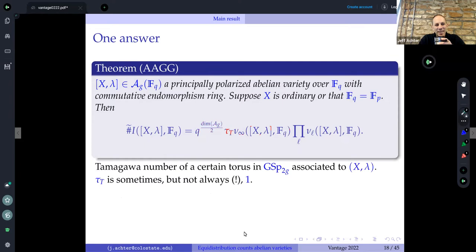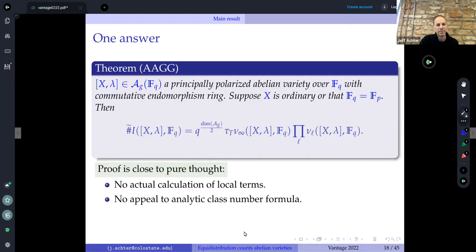Oh, and there's this Tamagawa number, which is an arithmetic invariant of a certain torus, which is going to show up. And at first I thought it was always one, just because in the case when G equals one, it's always one, but it turns out to be much more interesting than that. And the proof is closer anyway to a pure thought proof, in that we're never actually going to compute matrices, and we don't need to use the analytic class number formula as a black box either.